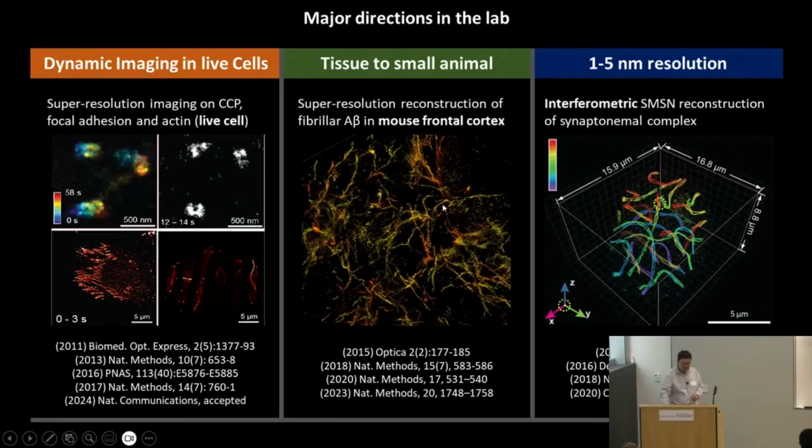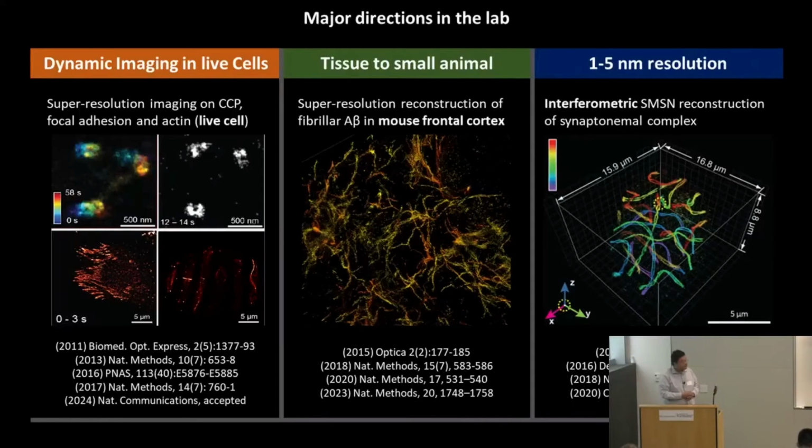yeast. We're also moving super resolution from fixed cells close to the cover slip into tissues and hopefully small animals as well. What we demonstrate here is amyloid beta fibrils in 30 micron mouse frontal cortex in Alzheimer's disease models. We built a new instrument, about 1 meter by 1 meter by probably 1.5 meters in size, to incorporate new physics and new chemistry potentially to allow higher resolution into the systems, targeting 1 to 5 nanometer resolution.